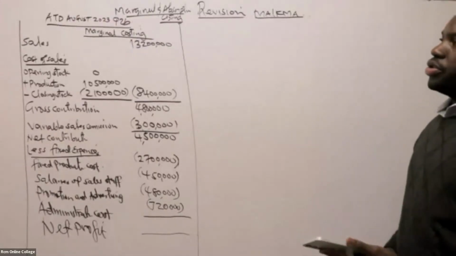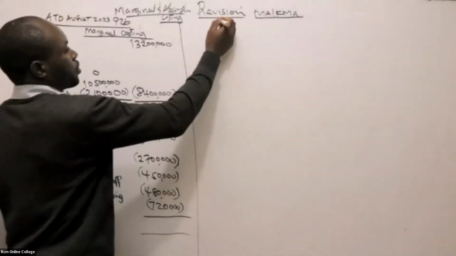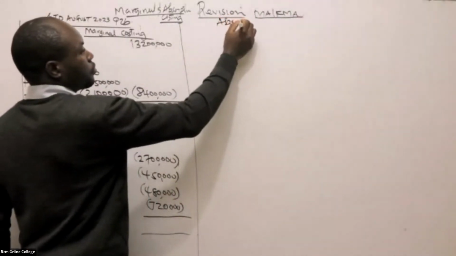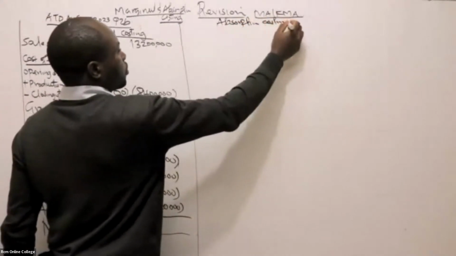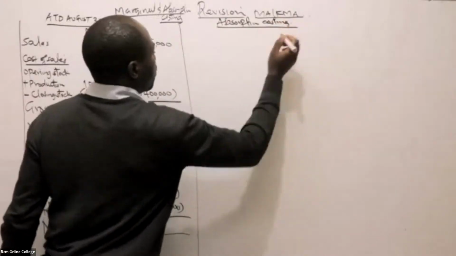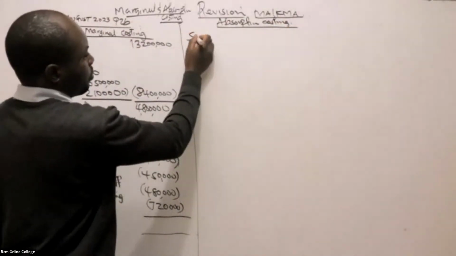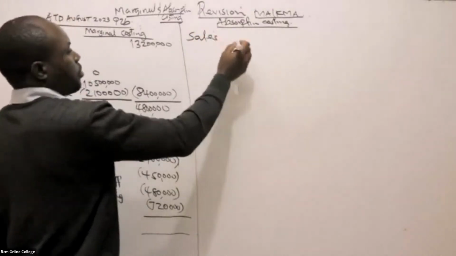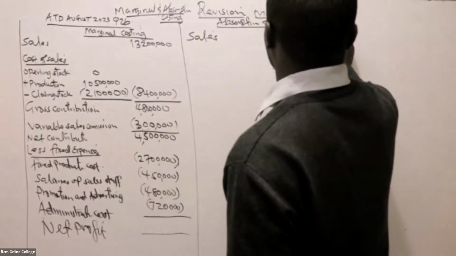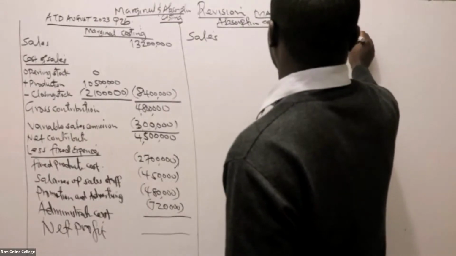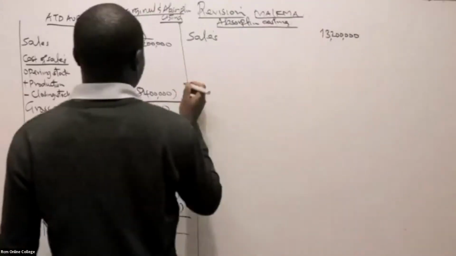Great. We are now going to method number 2, that is absorption costing. So under absorption costing, number 1, irrespective of the method, our sales figure will be the same. Our sales figure will remain constant. That is 13,200,000. Then let's go to cost of sales.